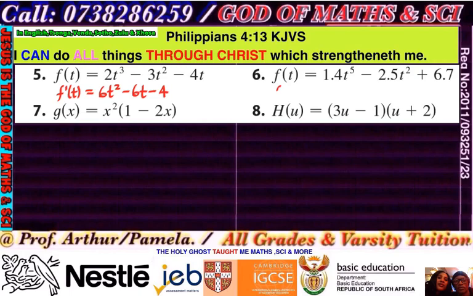Number 6, f prime of t, it's going to be, we've got 5 times 1.4. Well, you can use a calculator or you can do it manually in your head. I can simply say the 5 times the 1, which is 5. The 5 times the 2 gives me like 20. So these 2 will be added, so I'm getting 7. Am I correct?